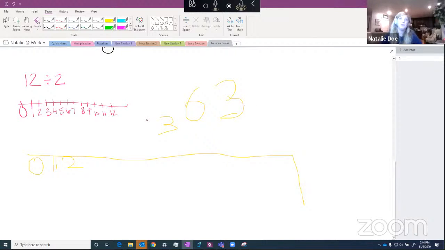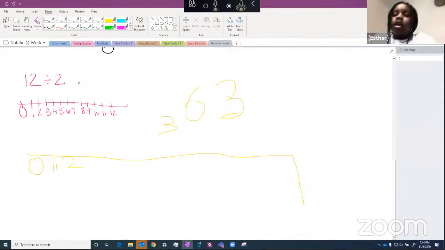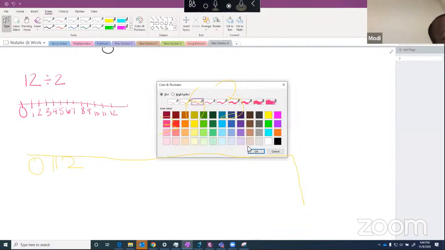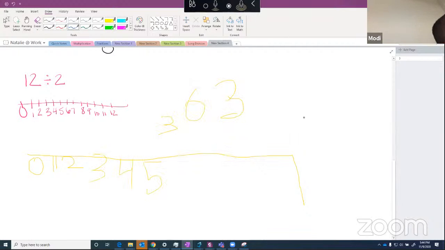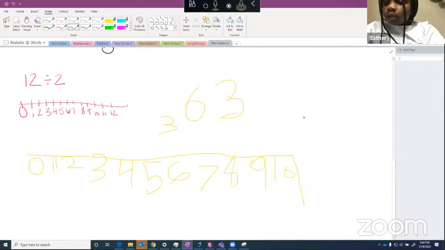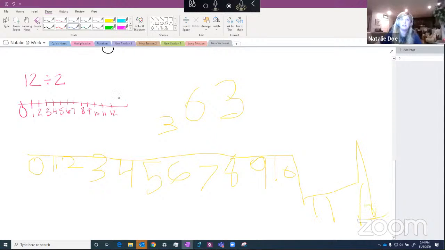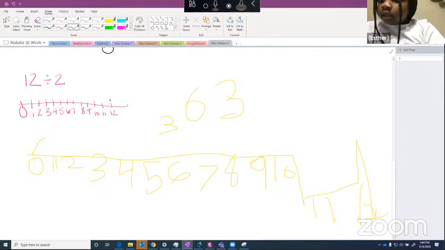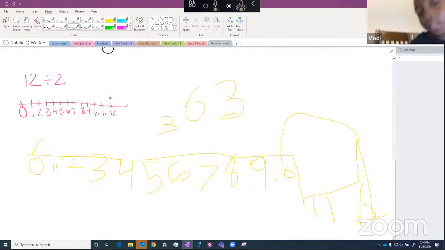All right, so how would we use the number line to solve this problem? I just got the pen. So like, okay, 0, 1, 2, 3. The answer of 12 divided by 2 is 6. So let's do it on the number line. All I have to do is 2, 4, 6, 8, 10.